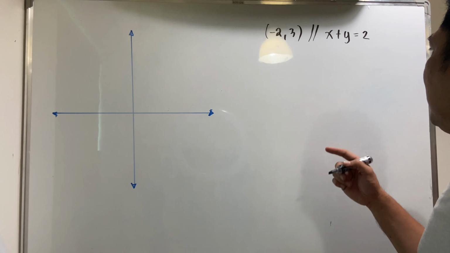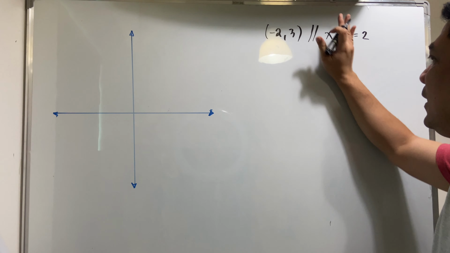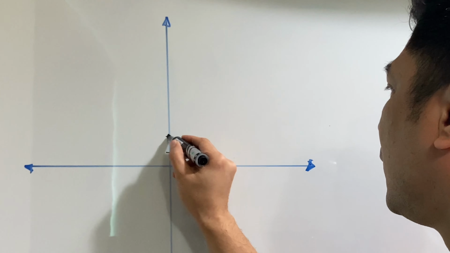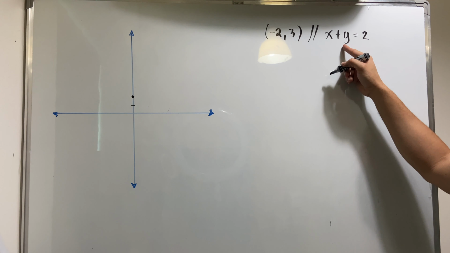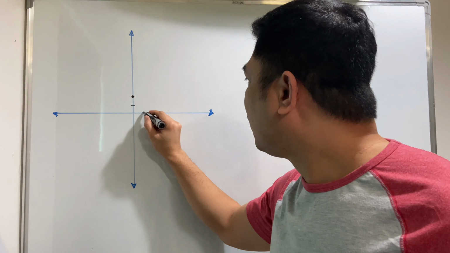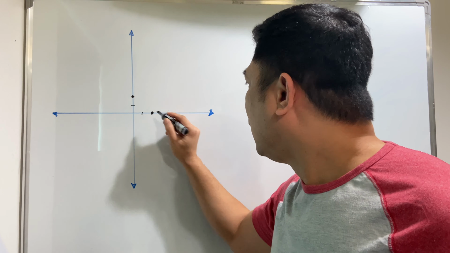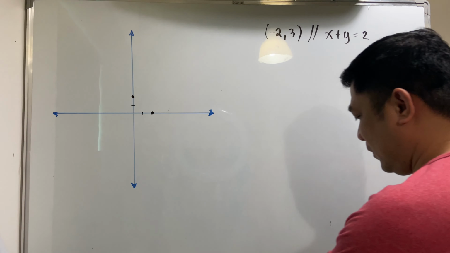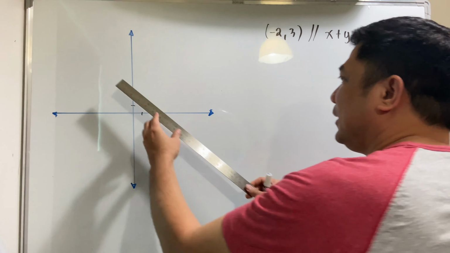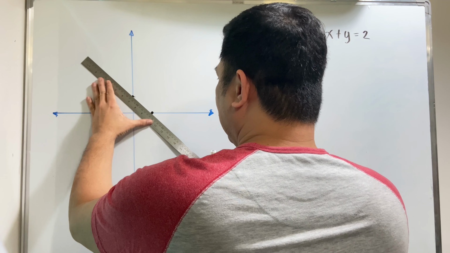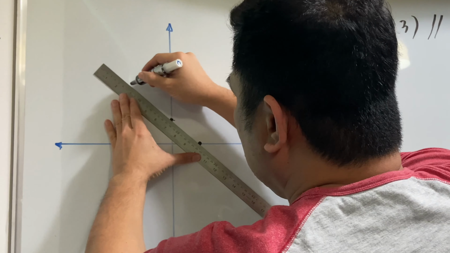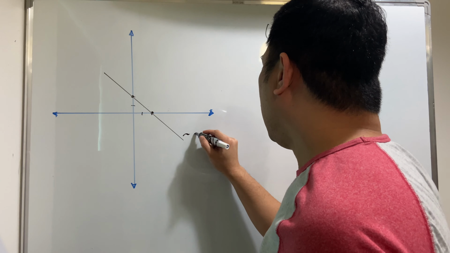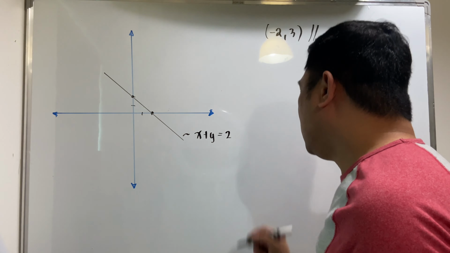So we have here x plus y is equal to 2. If x is 0, y is equal to 2. And then if y is 0, x is equal to 2. 1, 2. So that means this one, x plus y is equal to 2, has a line that is somewhat like this sa Cartesian coordinate system natin. Okay? So this now is x plus y is equal to 2.